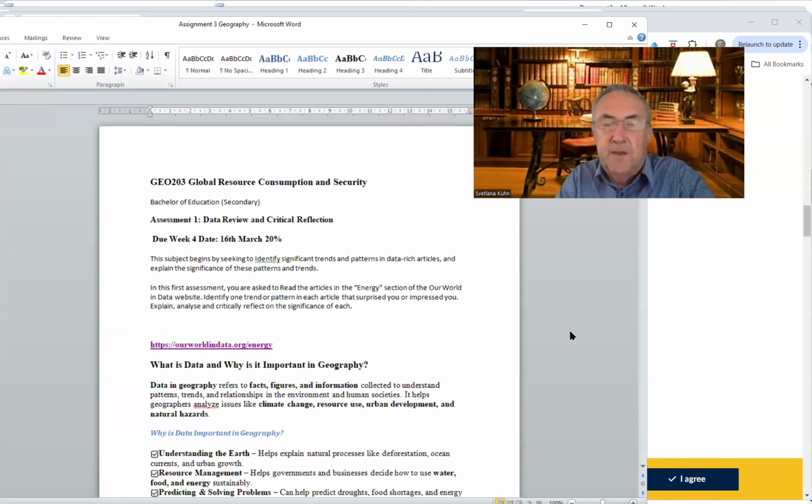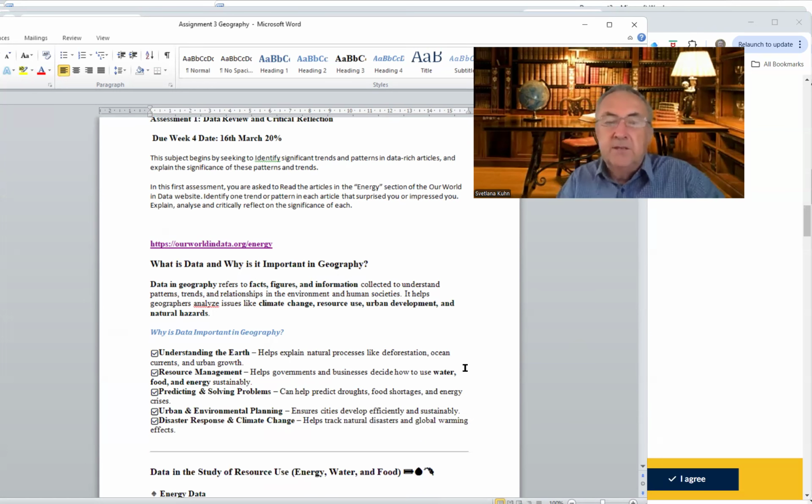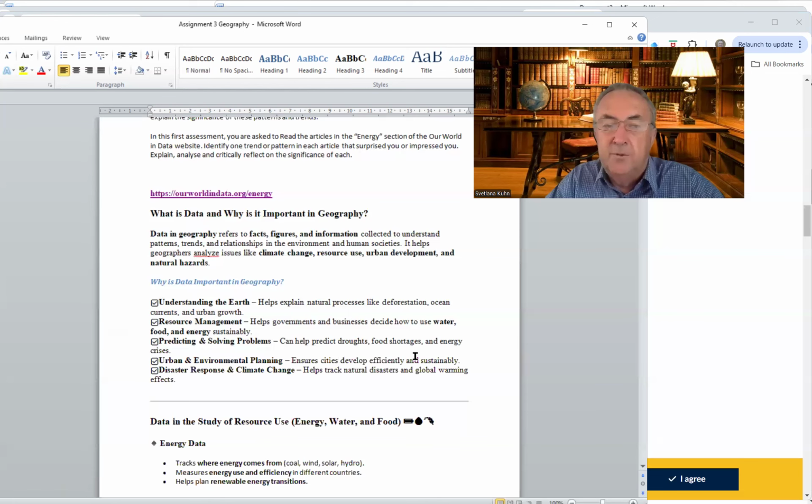So one of the suggestions I make for this assignment is to include an initial discussion of what is data and why is it important in geography and other sciences. Data in geography refers to the facts, the figures, the information, the graphs, the details that help us to understand the patterns and trends that are taking place. And so if you examine the nature and use of data, I think this would be a great starting point for this assignment.